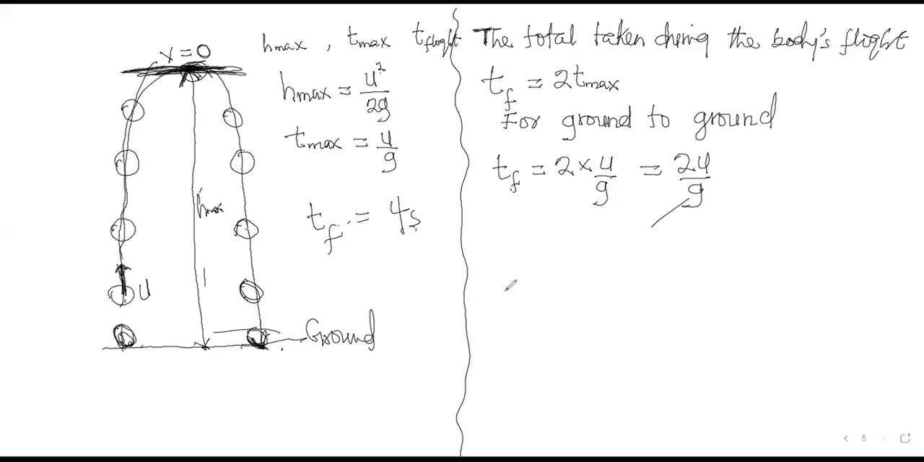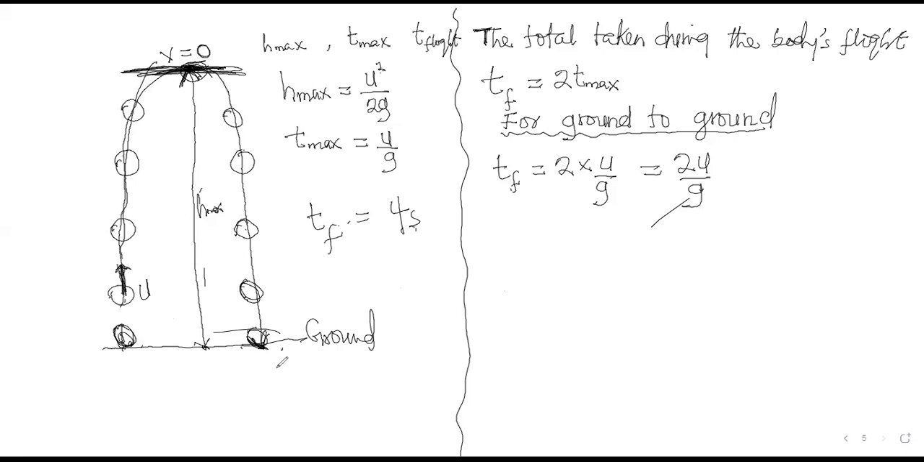Say hello, please. The time of flight. You said it's ground to ground. That's the time of flight for ground to ground, for this particular context, where the body moved from the ground and dropped to the ground. Are you okay? Then the time of flight will be 2 times the time taken to reach the maximum height. So if it took 2 seconds to move from the ground to the maximum height, then it will also take 2 seconds to move from the maximum height to the ground.